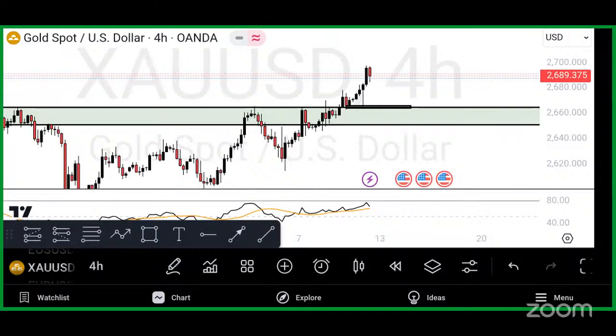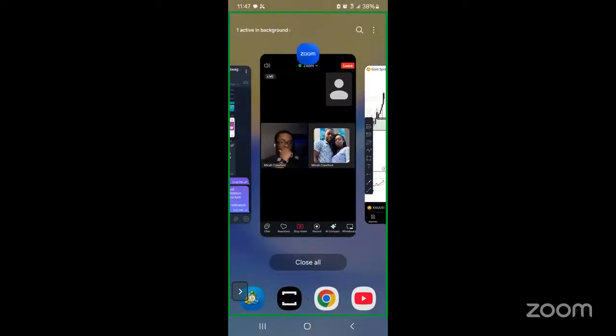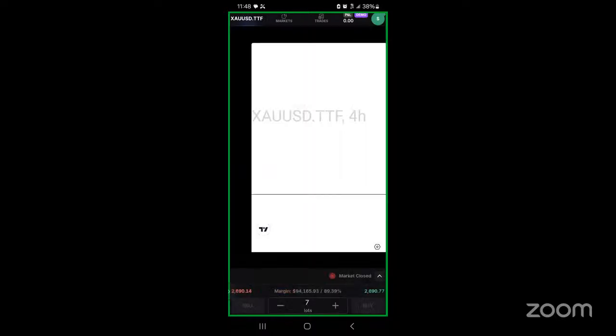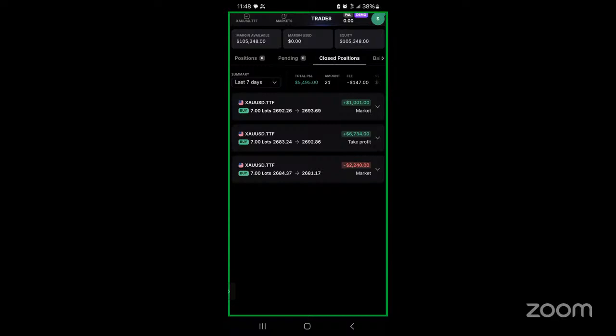I entered a position because right now I'm kind of taking a break from live trading. I'm just in the competition, the January competition in top tier. Let me show you. I think I took two trades on this one. Is it two trades? No, it was three. I took three trades on this one.